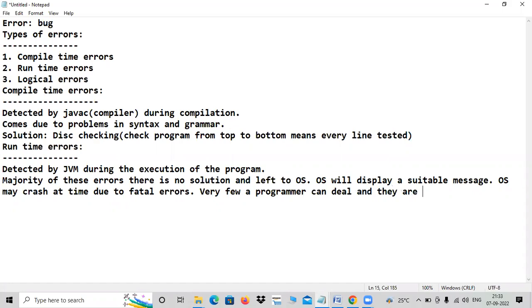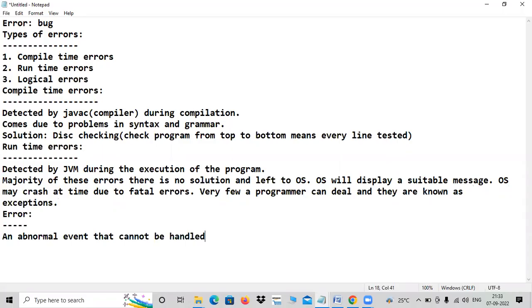Very few a programmer can deal, and they are known as exceptions. Now, this is the time we have to define error and exception. Let me define error first. Error is a bug. I started with that, but that is not enough. A full-fledged definition we will write. An error is an abnormal event, an abnormal event that cannot be handled.